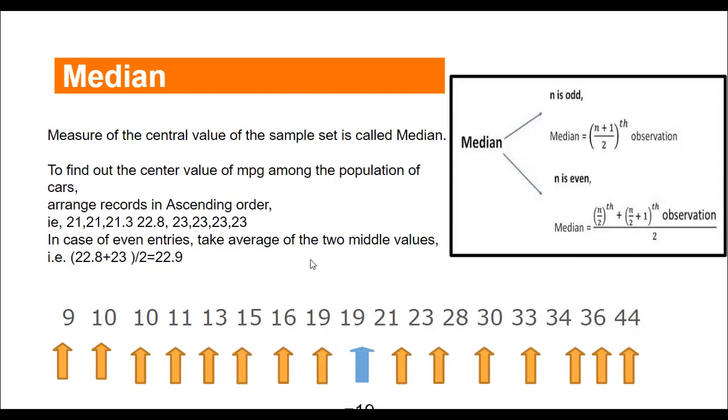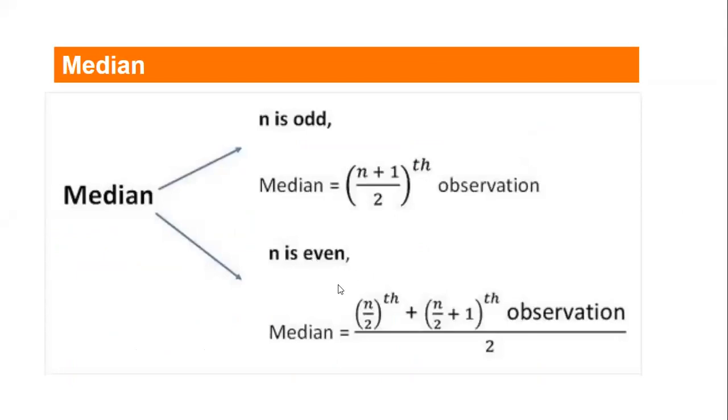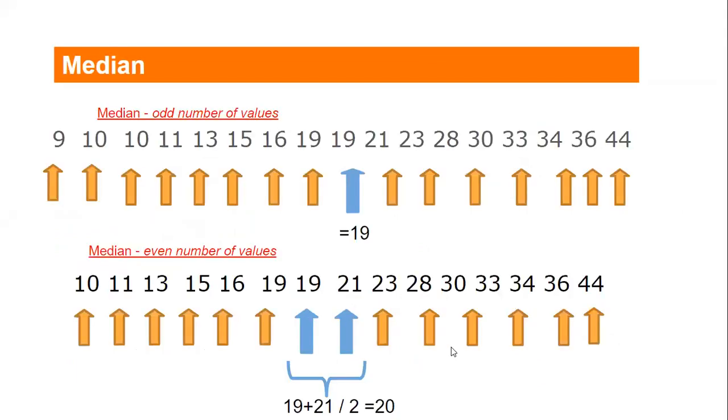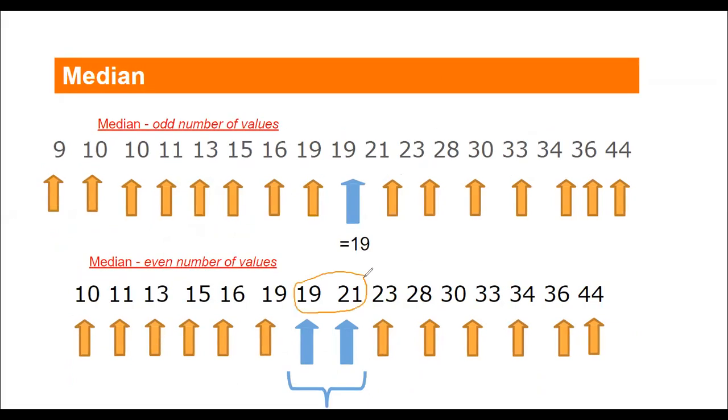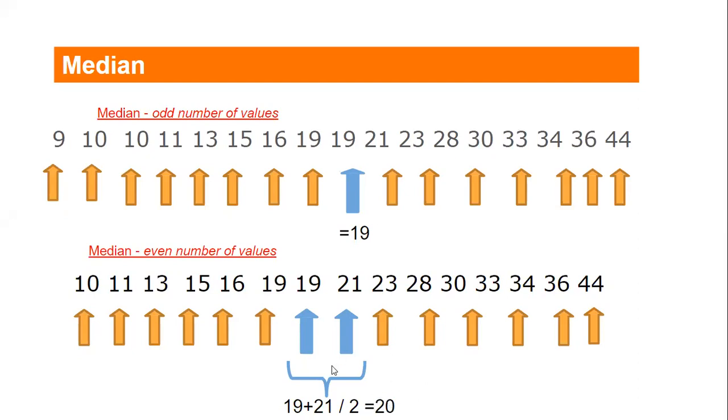Okay, let's move. The formula I have already shown you. Now, if it is an even number, then it is going to take the average of both middle numbers. It will take the average of both the numbers, and that would be the median of this data set. Right, everybody? Okay, let's move. So here you can see the median would be 20 for this data set.